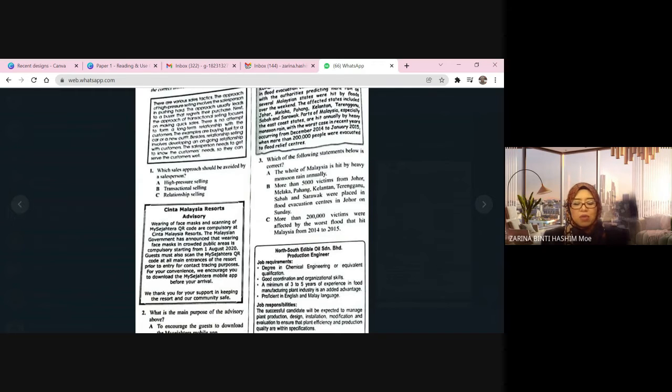That means which tactic or which approach that you shouldn't practice when you do sales or when you work as a salesperson. You cannot do that. Okay, number one. Let us look at the text. There are various sales tactics. The approach of high pressure selling involves the salesperson pushing hard.